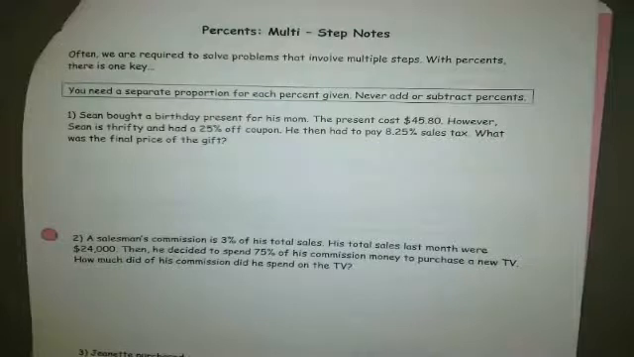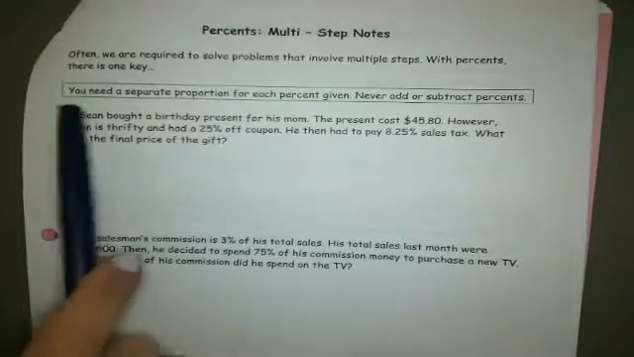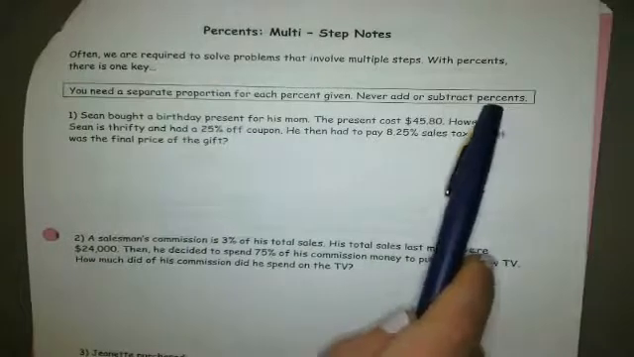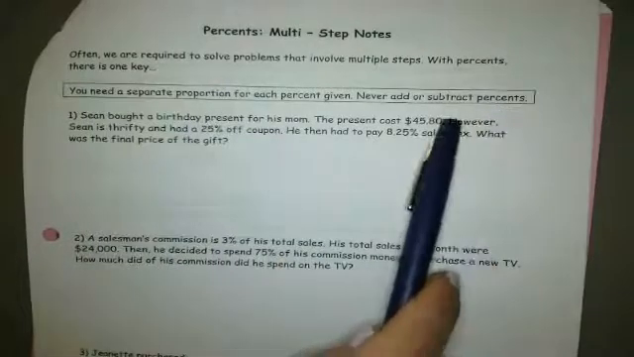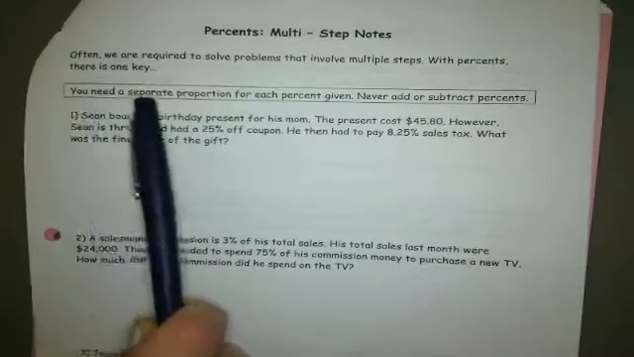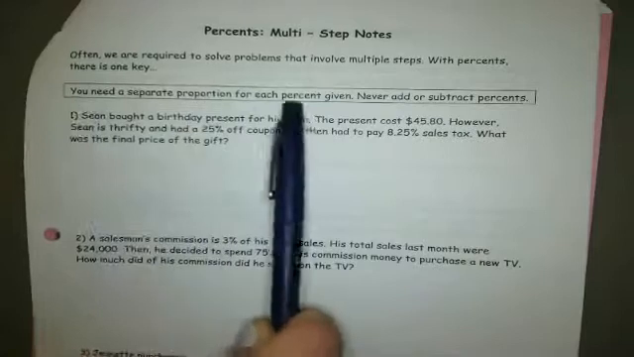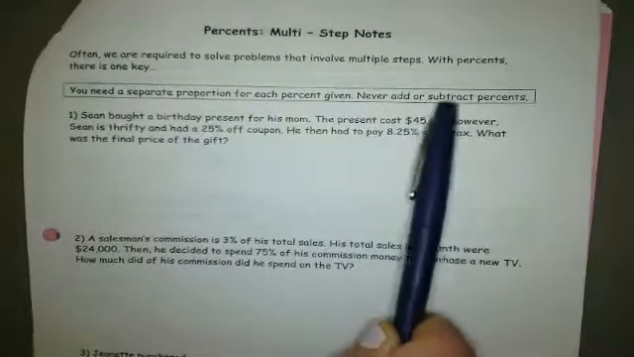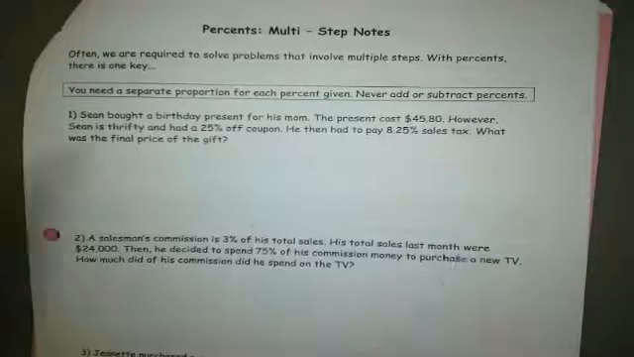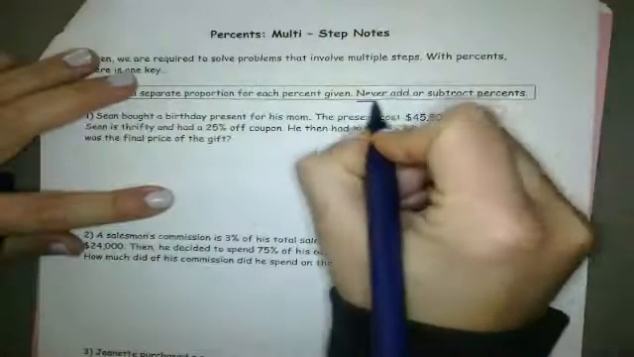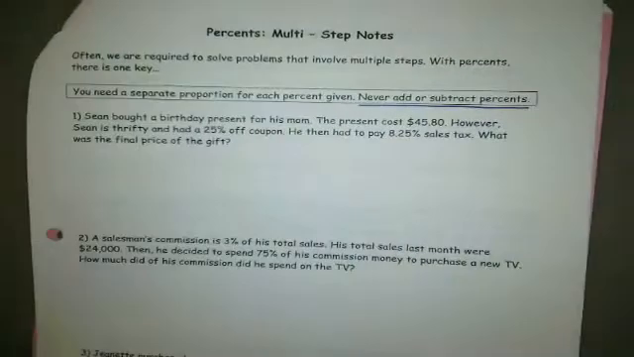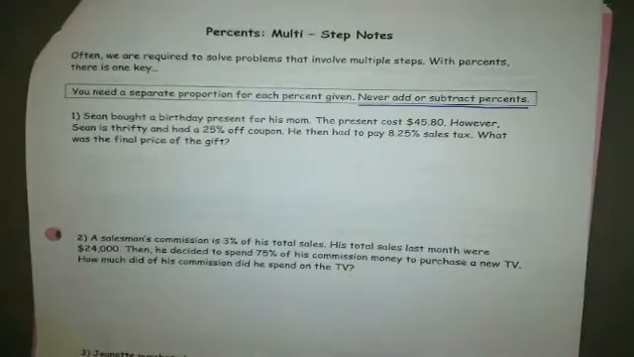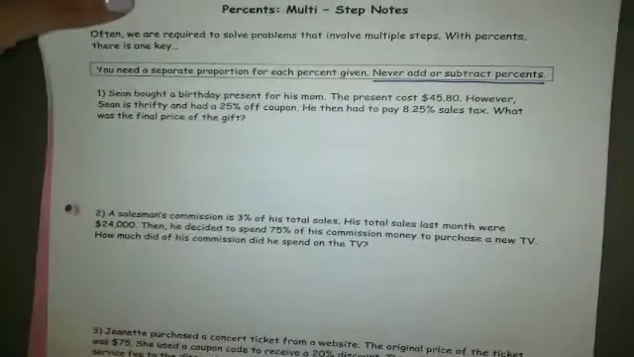But there is one very important thing that you have to know, and that's this sentence right here that's outlined in this rectangle. It says you need a separate proportion for each percent given. Never add or subtract percents together, okay? This is hugely important. You cannot take shortcuts and add percents together and then do one problem. It does not work like that. You will not get the correct answer, okay?